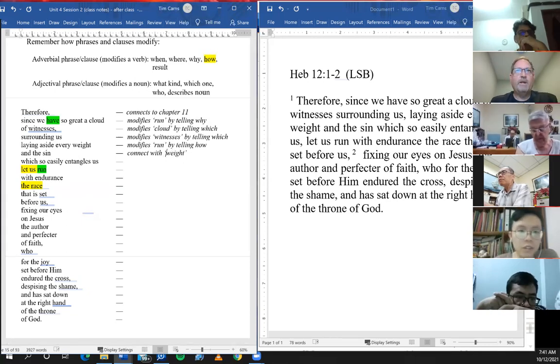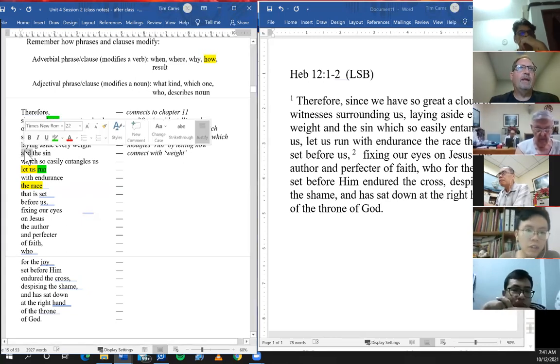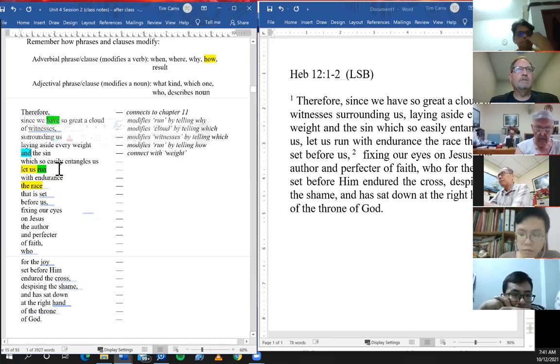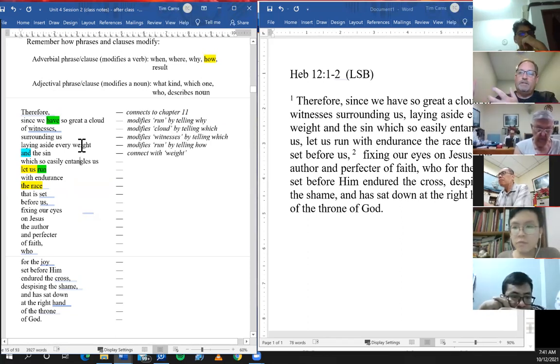Because we have a coordinating conjunction here, that word and, that's telling us that this is going to be connected to something grammatically equal. So it's a noun, it's going to be connected to another noun, weight. They're both the object of laying aside. What is being laid aside? Weight and the sin. Okay, very good. How about the next one?